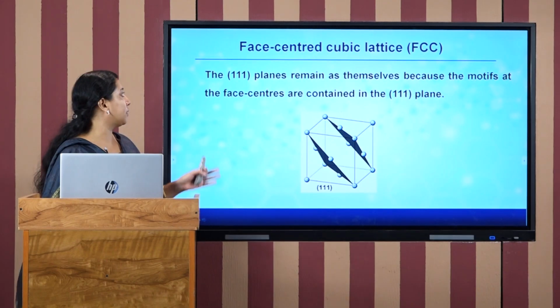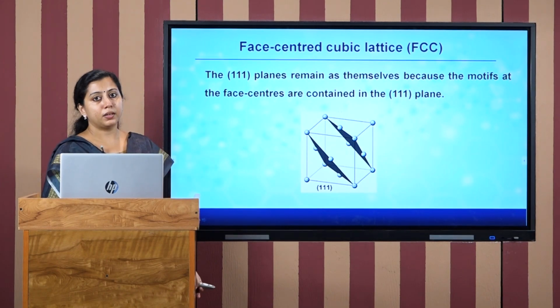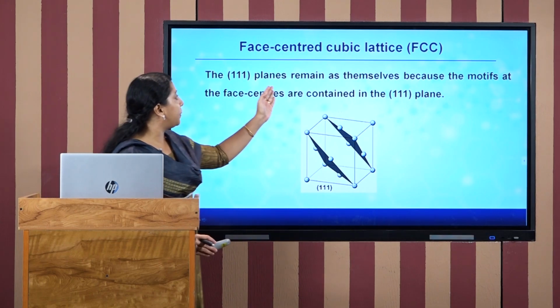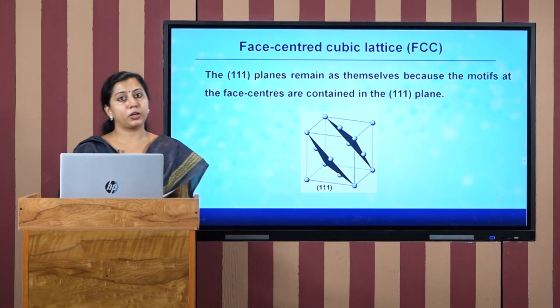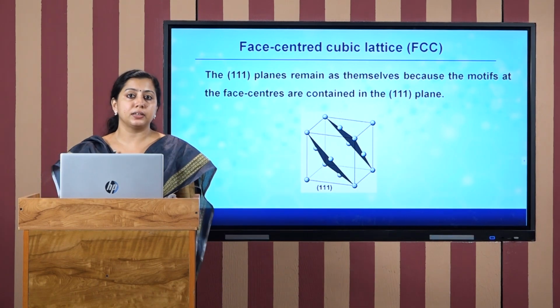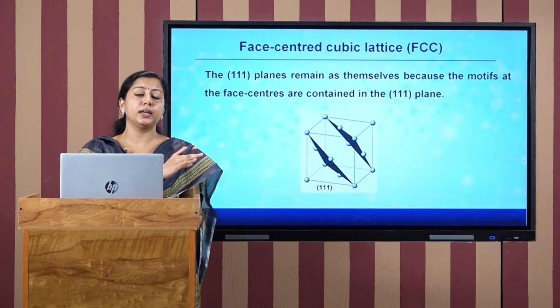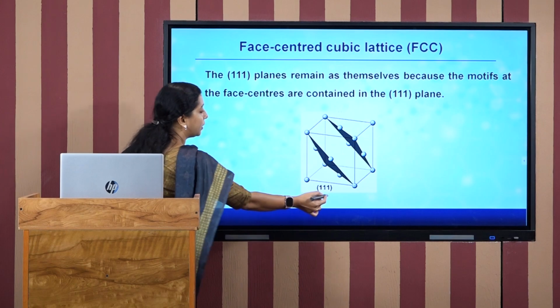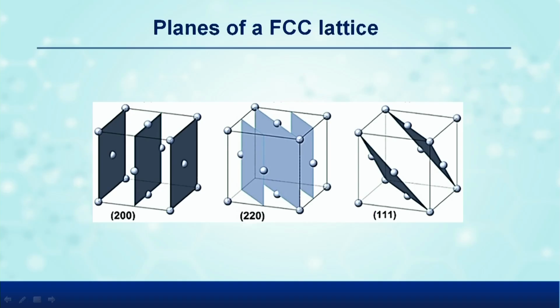So, next plane is a 1 1 1 plane. In a face centered cubic lattice, the 1 1 1 plane will remain as itself because the motifs at the face centers are contained in the 1 1 1 plane. So, that is represented as 1 1 1 itself. So, these are the 3 planes of an FCC lattice: 2 0 0, 2 2 0 and 1 1 1 plane.